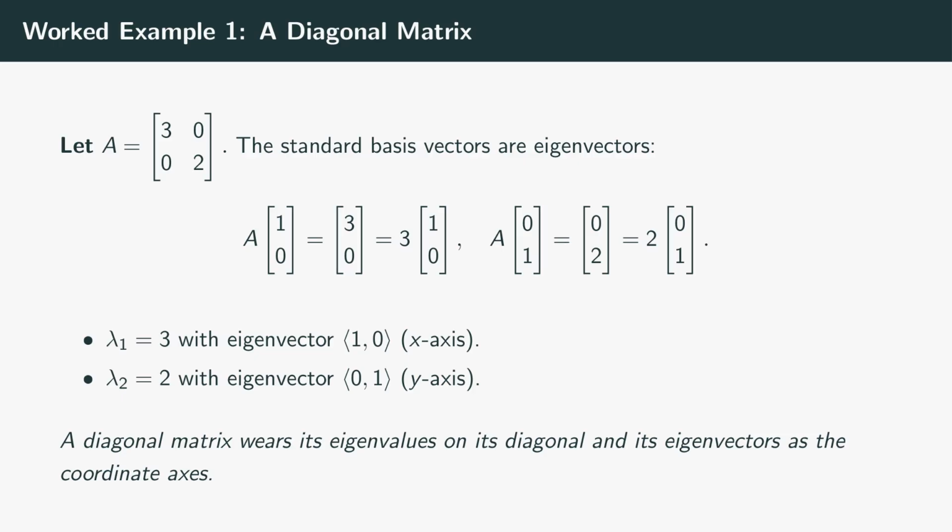This is the cleanest situation in all of linear algebra. A diagonal matrix simply wears its eigenvalues right on the diagonal, and its eigenvectors are the coordinate axes themselves. A huge amount of what we do in the coming episodes is about trying to make other matrices look diagonal by finding the right axes, and those right axes are exactly the eigenvectors.